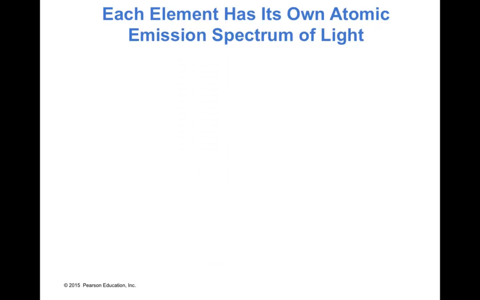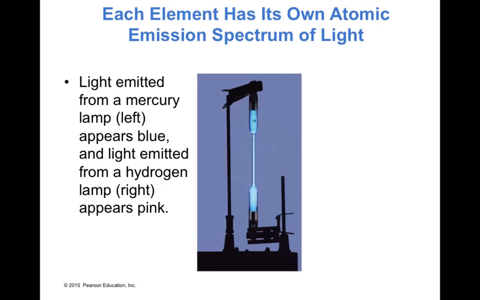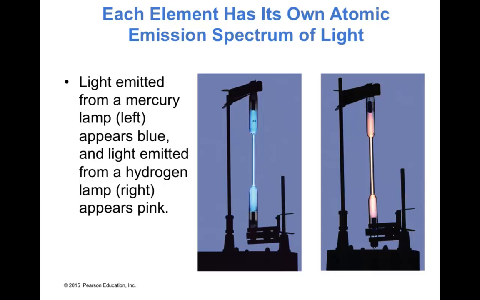Let's show you two more examples. For example, light emitted from a mercury lamp here on the left is blue, while the emission for hydrogen is pink. Those atoms, on the left we have mercury, and on the right we have hydrogen. They absorb energy, and then they re-emit that energy in different colors. For mercury it will be blue, and for hydrogen it will be pink.